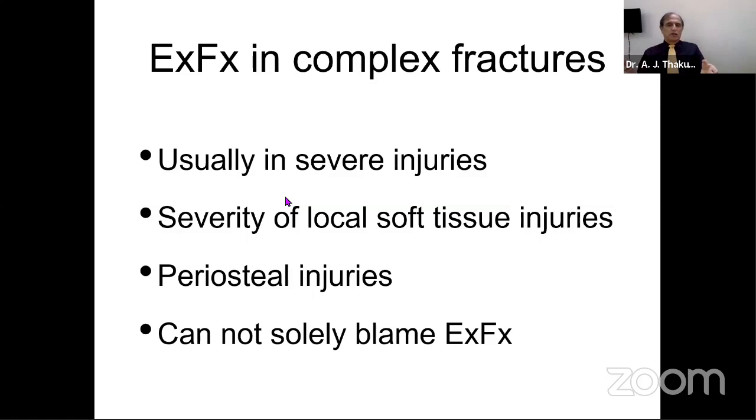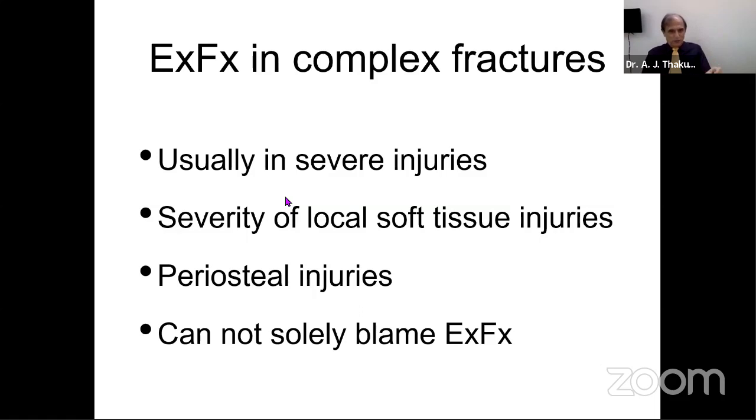We usually use external fixators in very bad cases, 3B or 3C or 4, something like this. They're already damaged. There's a lot of soft tissue injury. The periosteum is destroyed. And the injury to other parts of the body is severe. There could be other medical conditions that could harm fracture union. Just because we applied external fixation, we cannot say this non-union is because of this. We have to consider the other things.